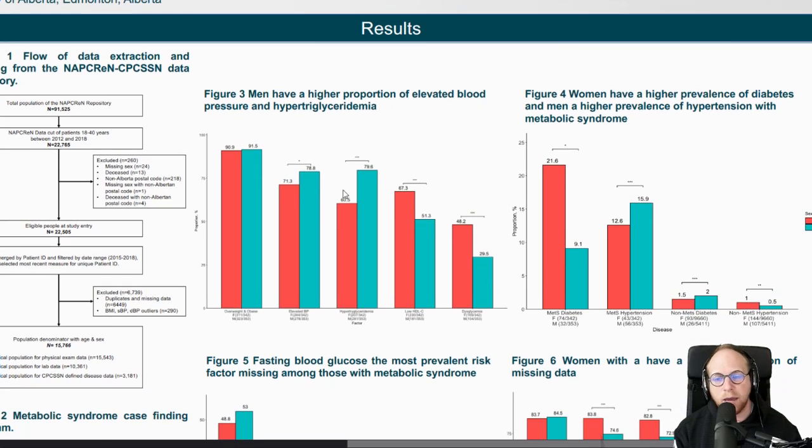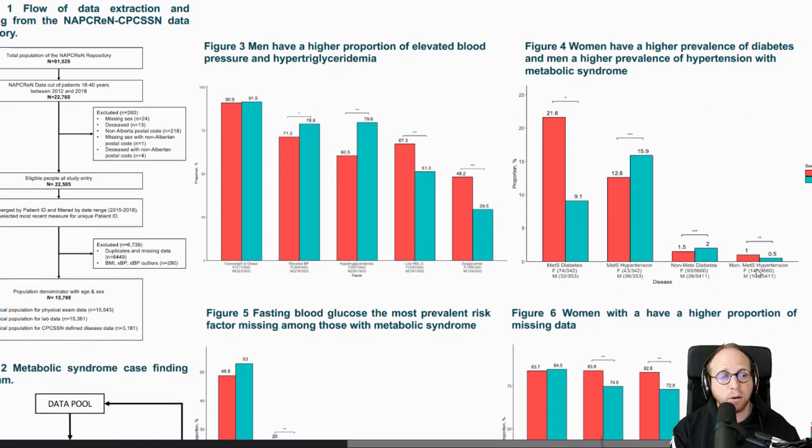What we found was that men overall have a higher proportion of elevated blood pressure and hypertriglyceridemia compared to women. And among those with metabolic syndrome, women have a higher prevalence of diabetes and men had a higher prevalence of hypertension when we looked at chronic disease.